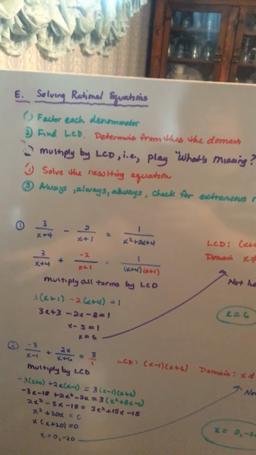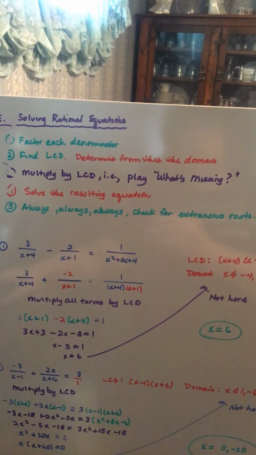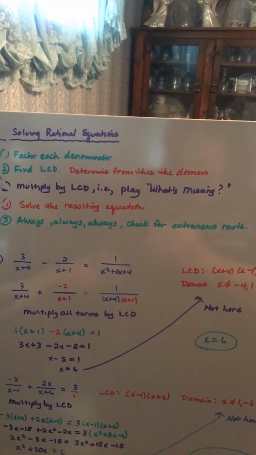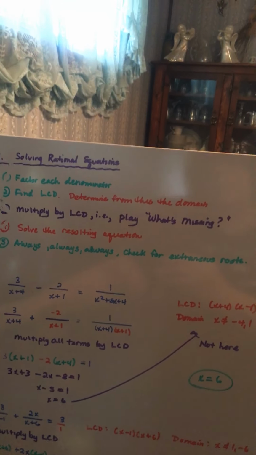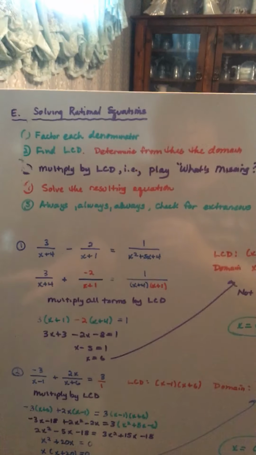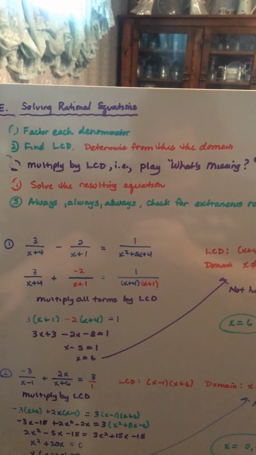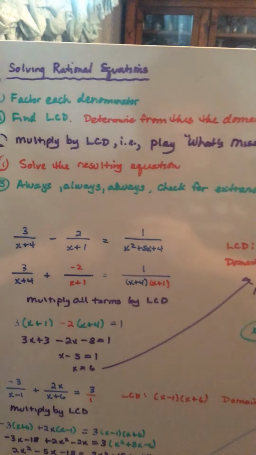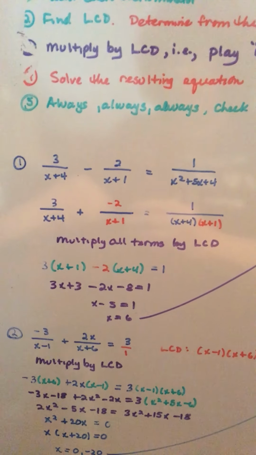So I want to solve a radical equation. I'm going to factor each denominator. I'm going to find the lowest common denominator. I'm going to determine the domain. I'm going to multiply by the lowest common denominator. Liar, liar. I'm going to play what's missing. I'm going to solve the resulting equation. And always, always, always, the reason for finding the domain is so that we can find extraneous roots if there are any. I did not give you any on these because we'd already had a few.